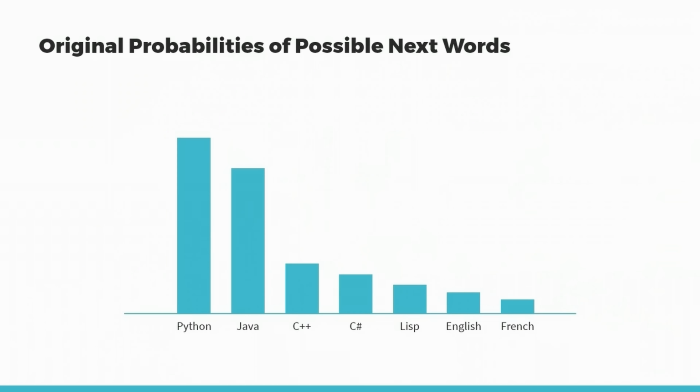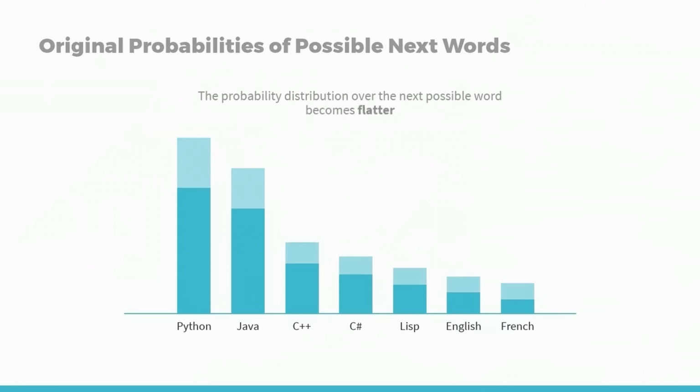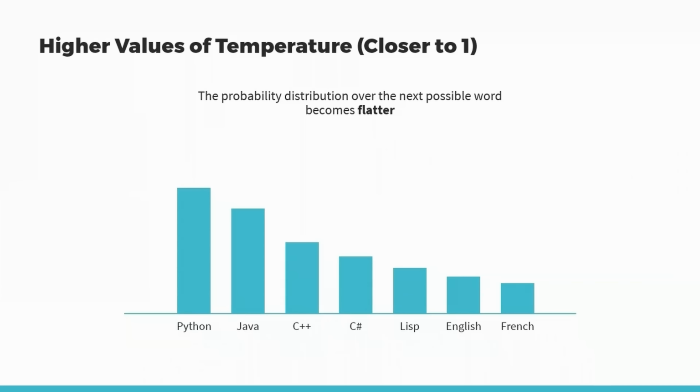The temperature parameter adjusts the randomness of a language model's output by scaling the probabilities of these token or word predictions. A higher value of temperature tends to flatten the probability distribution, making less probable tokens more likely to be chosen. Notice that by flattening the probability distribution, the probabilities of words like Python, Java, and C++, which are high probability words, have become lower, and the probabilities of words such as Lisp, English, and French have become higher. Thus, a higher temperature makes less probable words such as Lisp, English, and French more likely to be chosen.